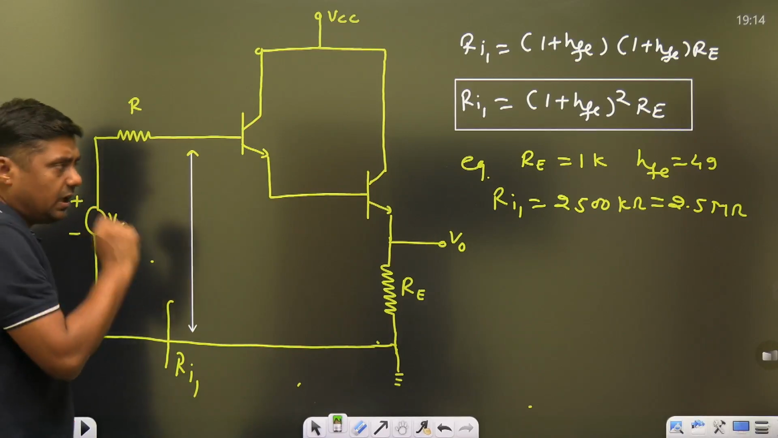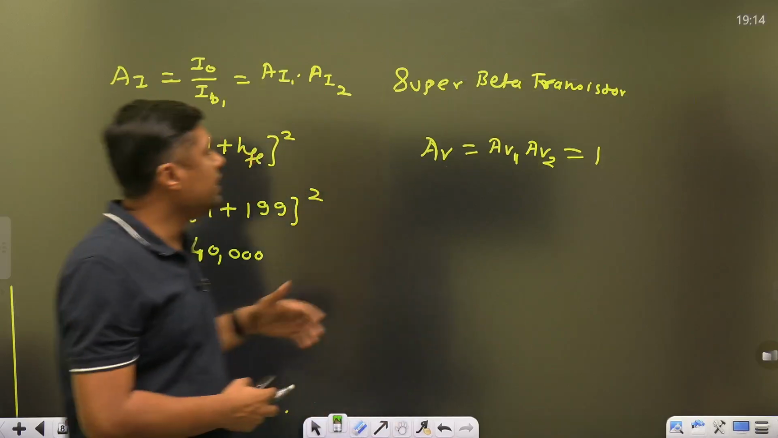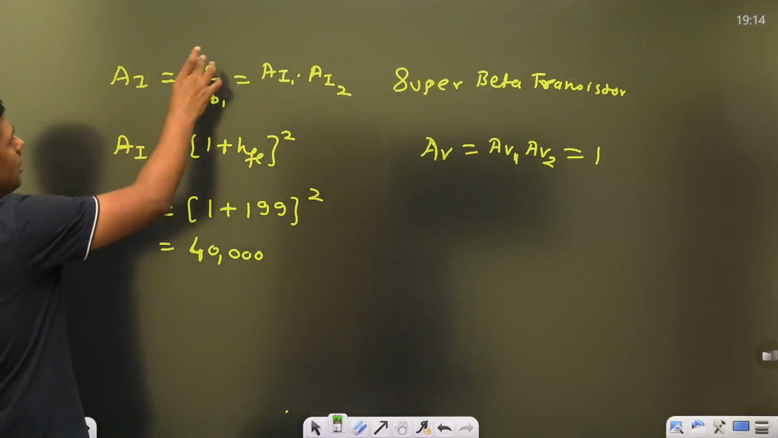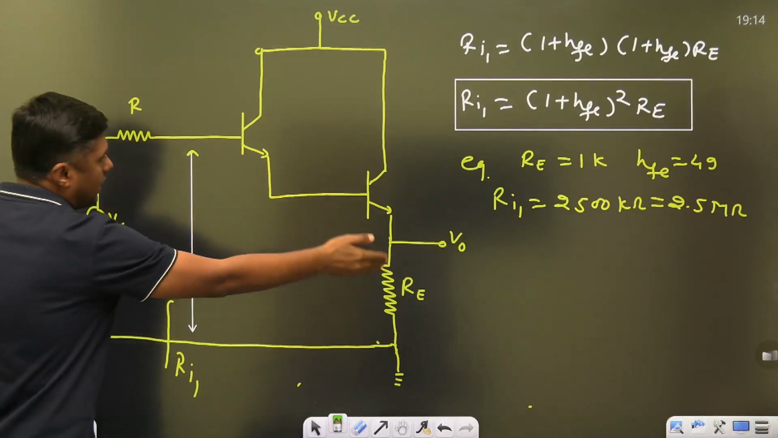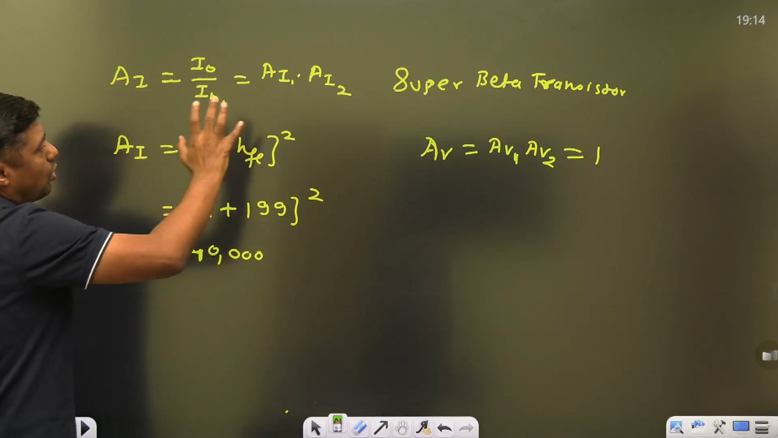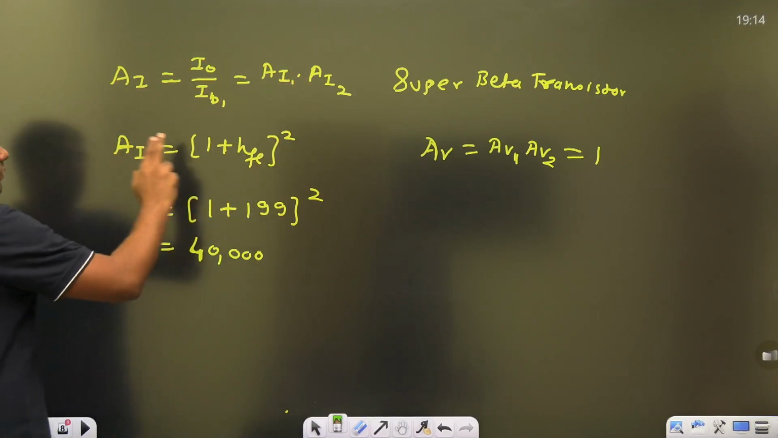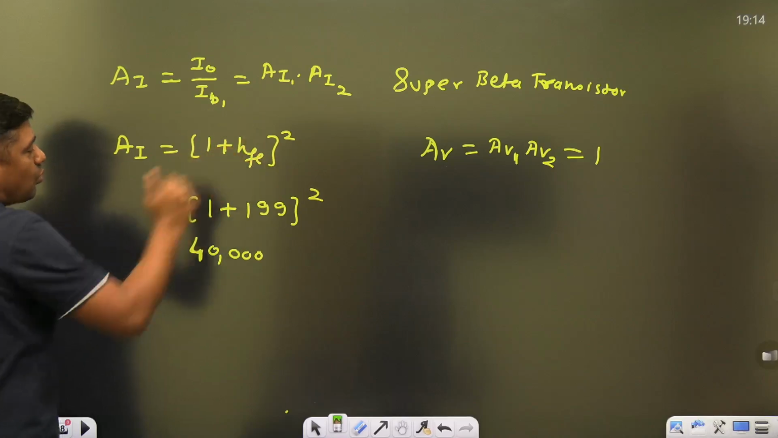Okay. Second important thing, what about the overall current gain? Current gain will become I naught upon IB1. This is nothing but current gain or multiplication of the current gain of the first stage and second stage. Then it will become 1 plus HFE square.